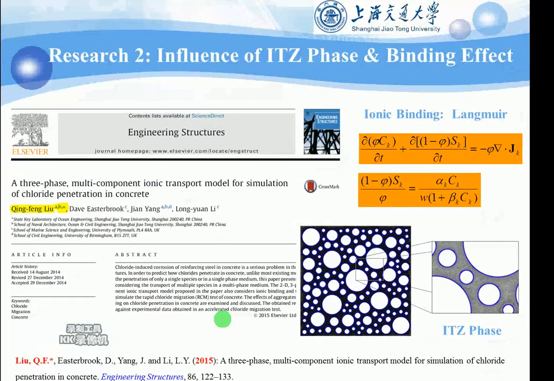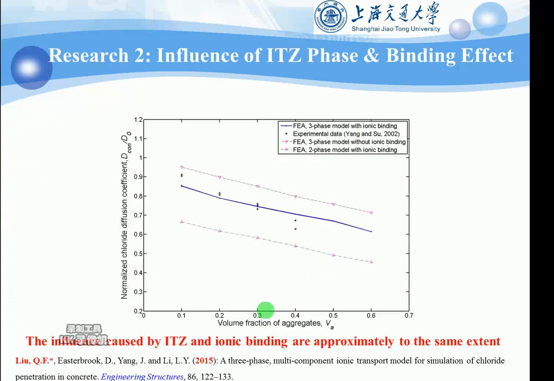So the second work was exactly aimed at solving this problem by considering the interfacial transition zones in the geometry and the ionic bonding in the governing equations. The results show that the influence caused by the interfacial transition zones and ionic bonding are all more or less to the same extent. So it may tell people that if you want to consider the ITZ or bonding effect, you'd better consider both of them, or the results could be even worse than if you consider none of them.